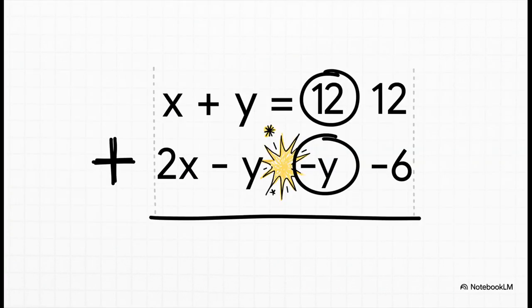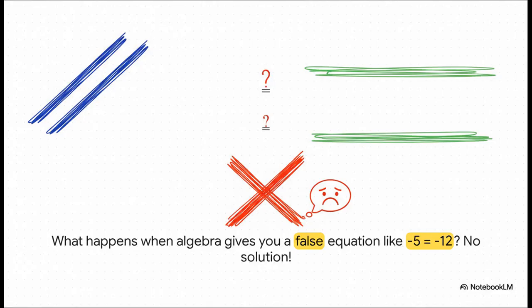Now, take a look at this one. It's perfectly set up for elimination. See how we have a plus y in the first equation and a minus y in the second? That's exactly what we want. We don't even have to multiply by anything, we can just add them together right now.